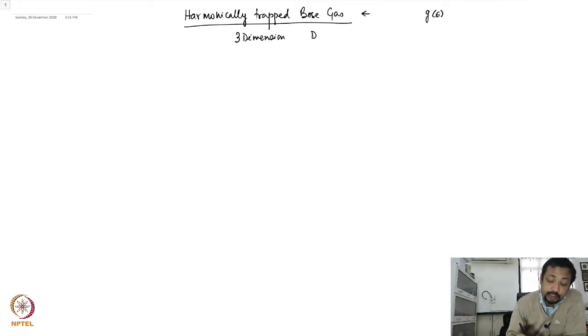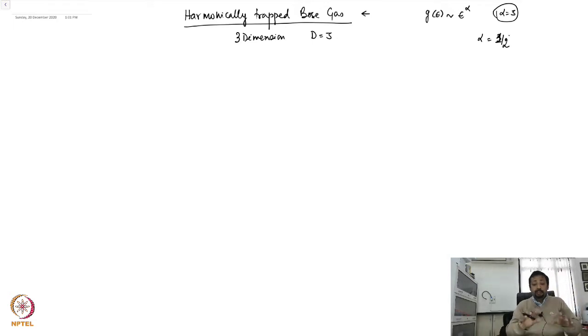So that D is equal to 3, your G epsilon has a different behavior as epsilon to the power alpha, where alpha is equal to 3. For a free Bose gas, we knew that alpha was 1 by 2. But here we want to look at it.